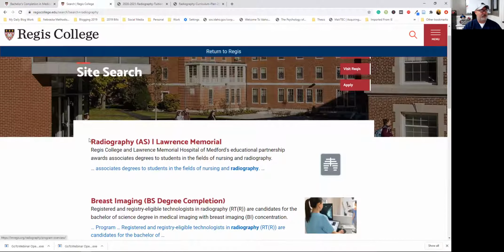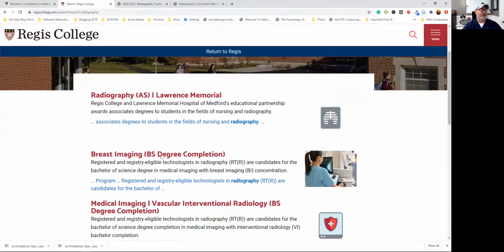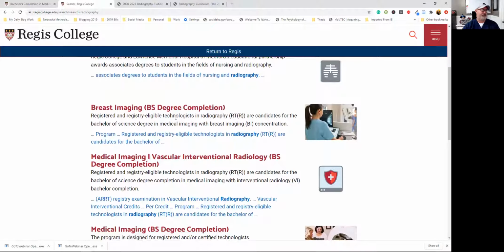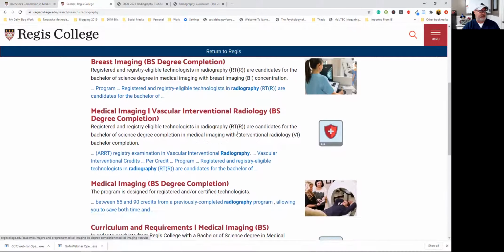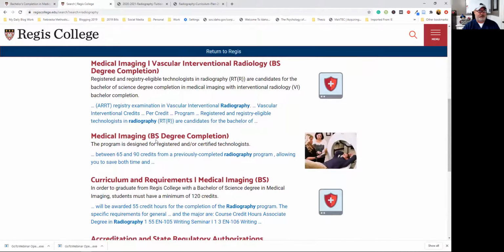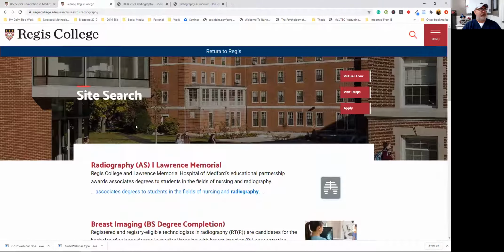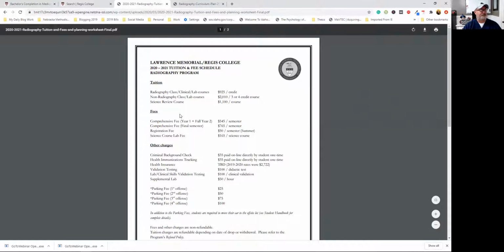And this particular program is an associate in science, is what that means. An associate is a two-year degree versus a bachelor of science, which is a four-year degree. So here's another program they offer in breast imaging that culminates in a bachelor's. And the vascular interventional culminates in a bachelor's, a straight bachelor's from X-ray tech. And so let's look more at the radiography program here and see what they've got.